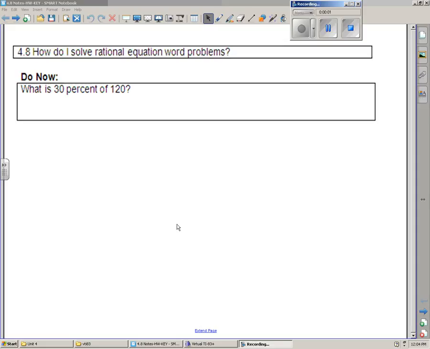Okay, so for this lesson, which is the last one in Unit 4, you definitely want to use your calculator for this. Okay, so I'll pull the calculator up. But what is 30% of 120?